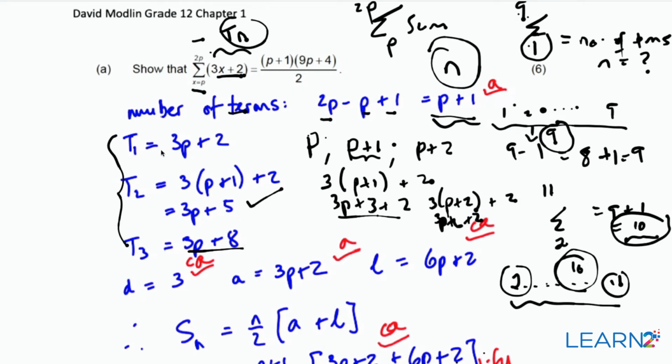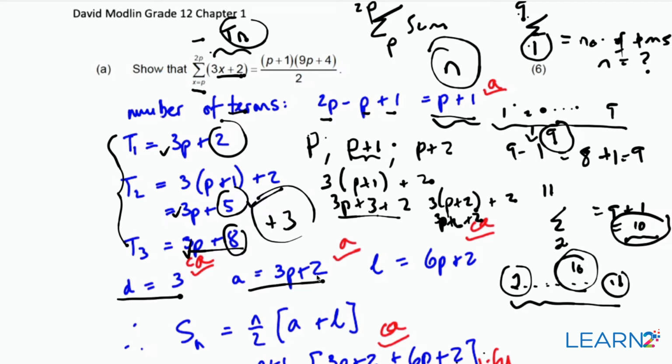You can see that your 3p's are staying the same, but the only number that is changing, 2 to 5 to 8, we are increasing by 3 each time. So your difference here is 3. Your first term we worked out to be 3p plus 2. Your last term is 6p plus 2. And remember, the number of terms n is equal to, let's write this down here, p plus 1.